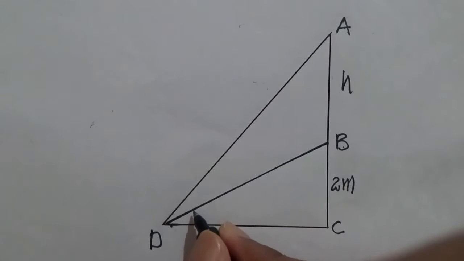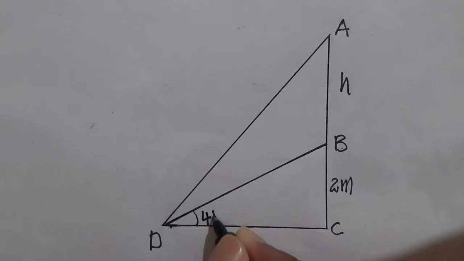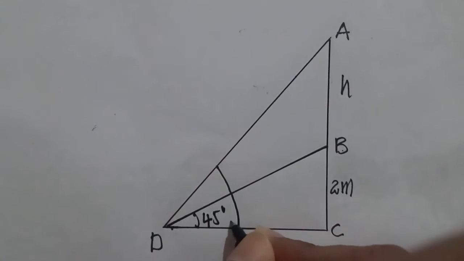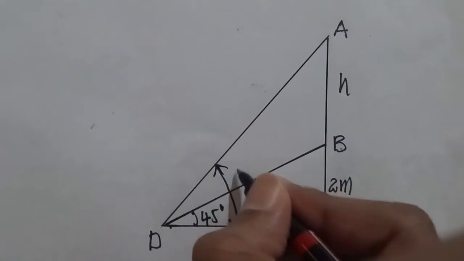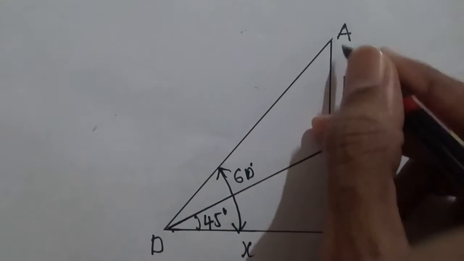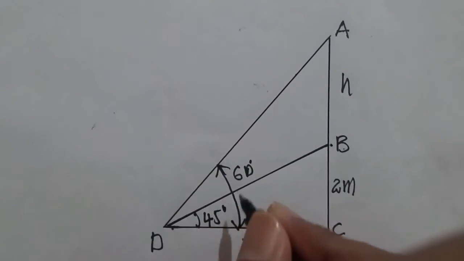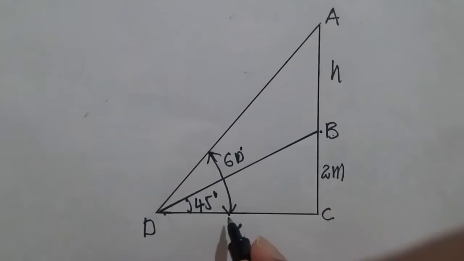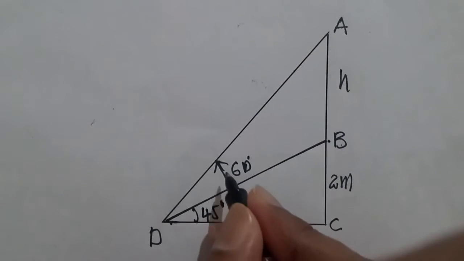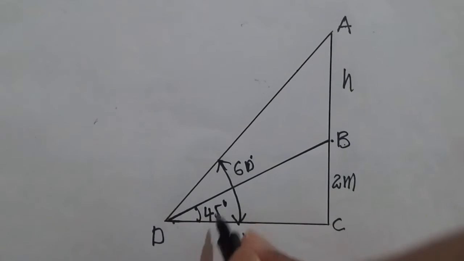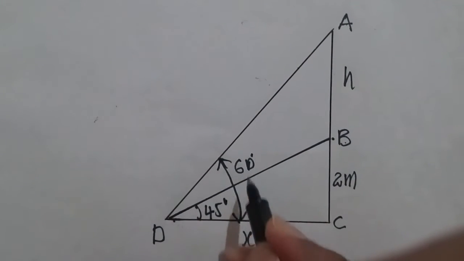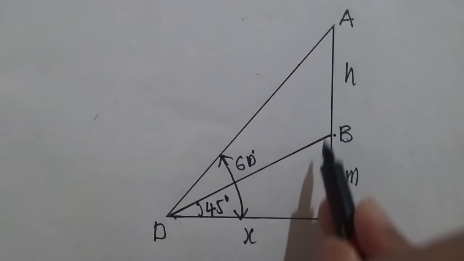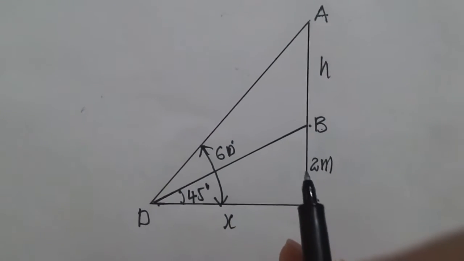Here the angle of elevation of the top of the pedestal is 45 degrees, and for the top of the statue it is 60 degrees. Sorry, the height of the statue we don't know, we should find. The angle of elevation of the top of the statue is 60 degrees. Remember always, when you look higher the angle will increase, and when you look lower the angle will decrease. Anything you see upwards means the angle will increase. When you see downwards, the angle will decrease. Remember this very important point.